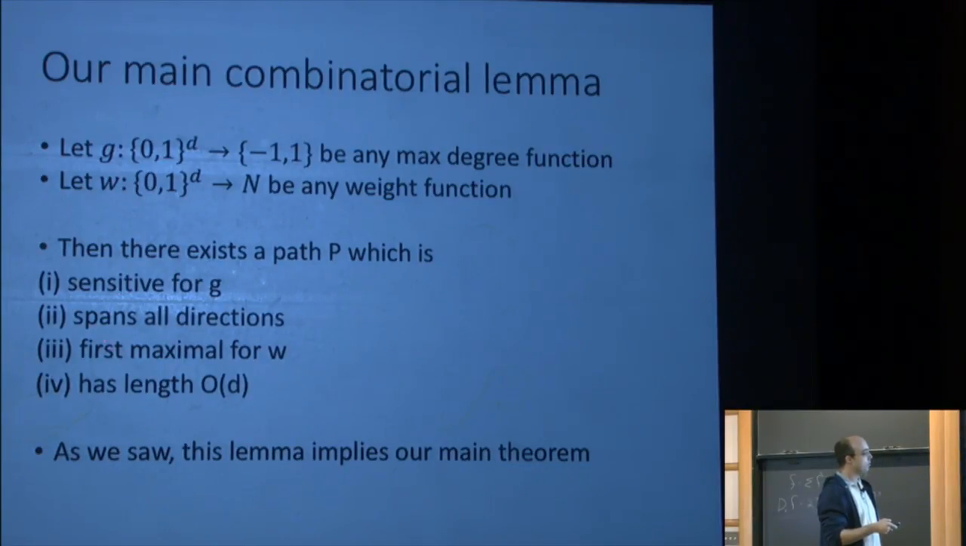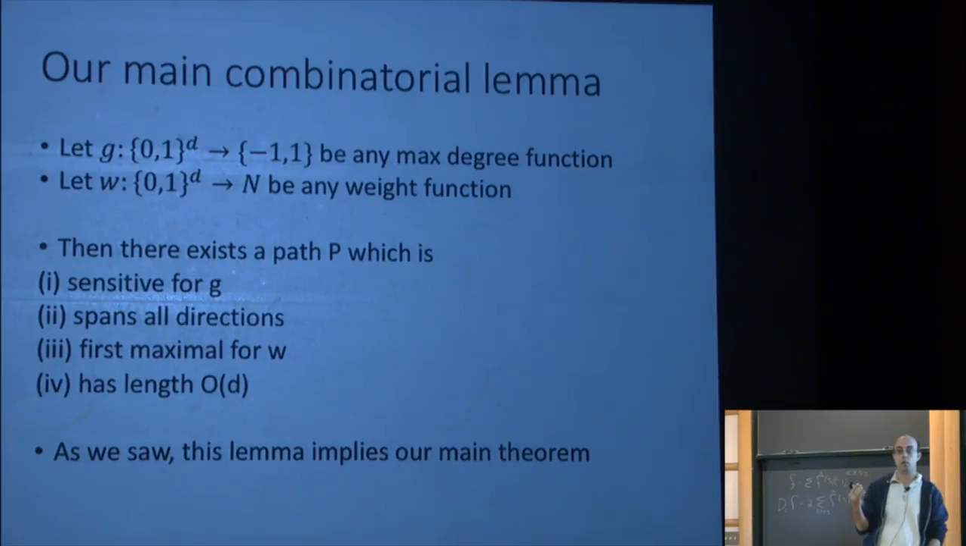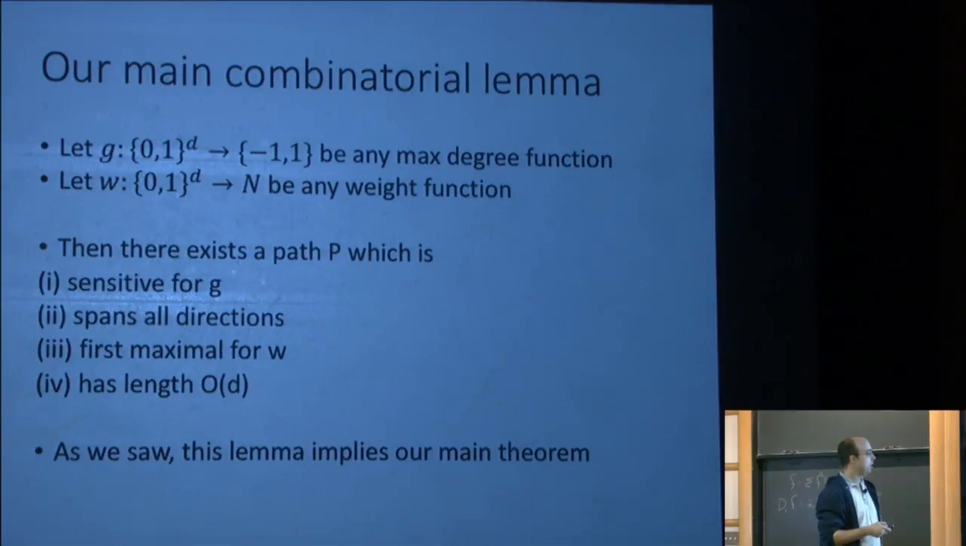It's first maximal for W, meaning the first node has the largest W value, the largest weight among all sensitive nodes in this path, and it's short, linear in D. This is like 2D maybe, if you can optimize these things. And this applies, we saw this. If you can prove this, then we can prove our main theorem. So now all that we have to prove is why these things exist.